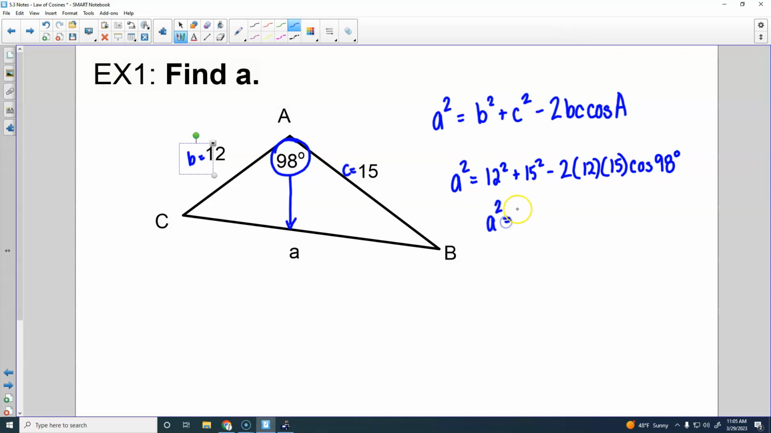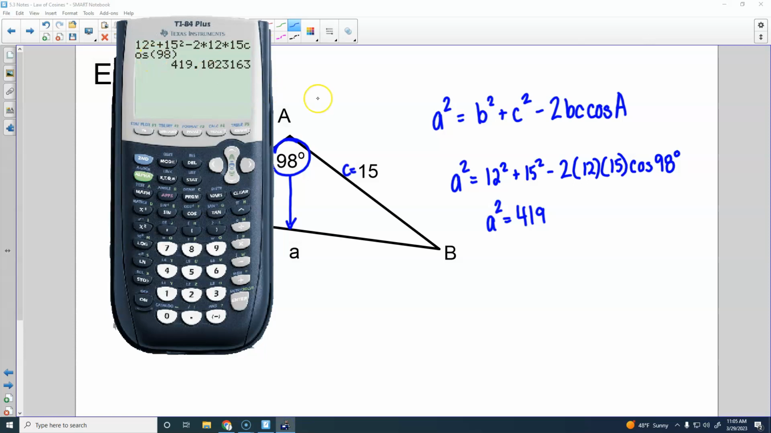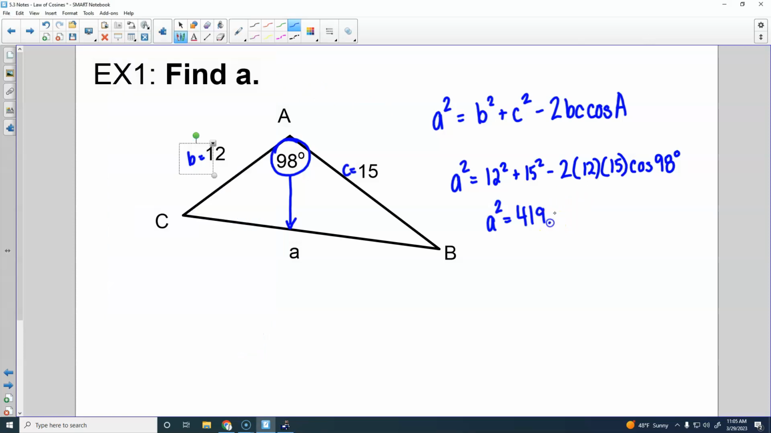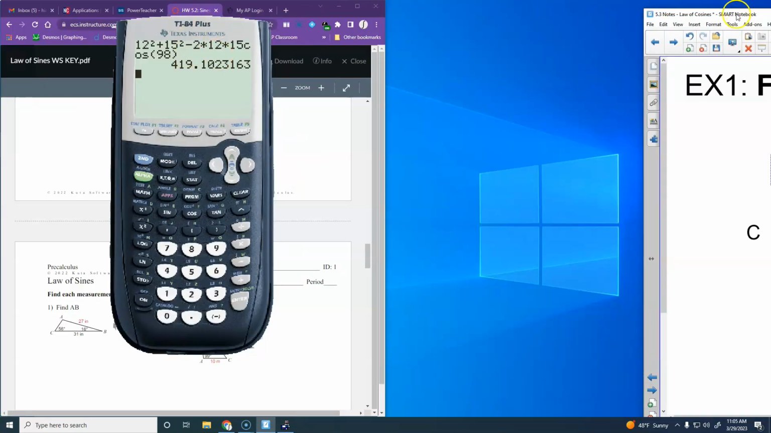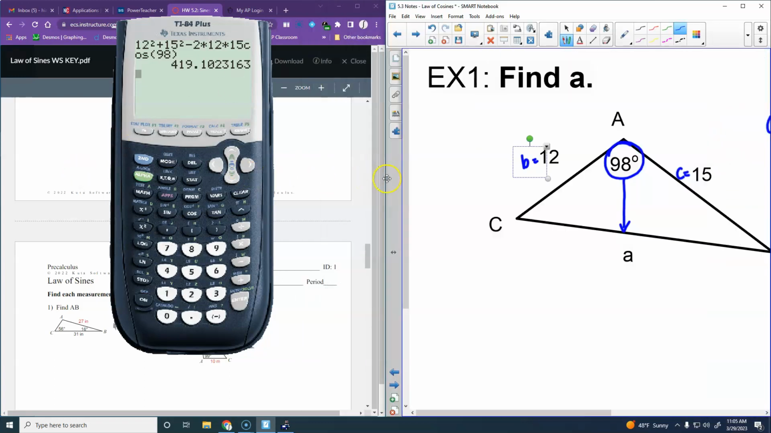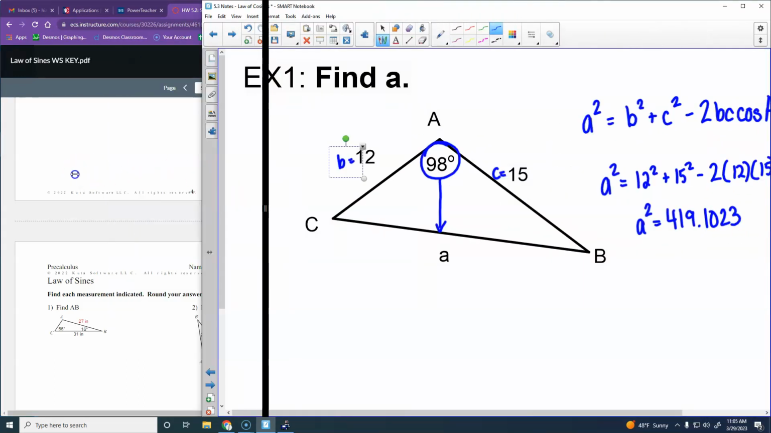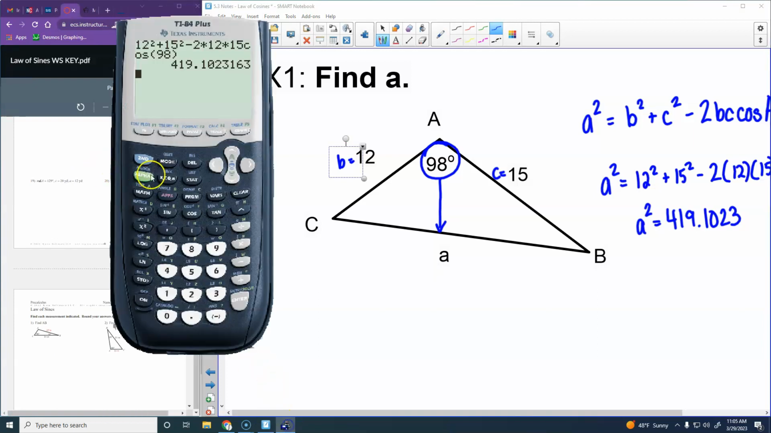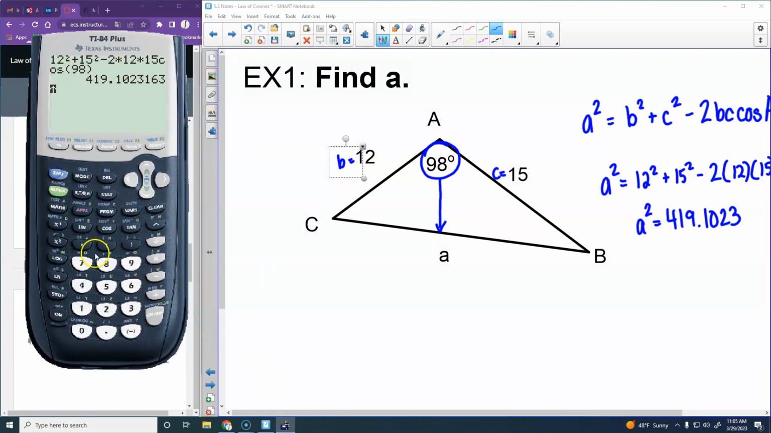One thing I see students do wrong on this is they write that as their answer. That is not their answer. It is the a squared. So that's 0.1023. How do we find the actual answer? We just need to square root that. So if we square root that answer, we will get 20.472. So A is going to equal 20.472.